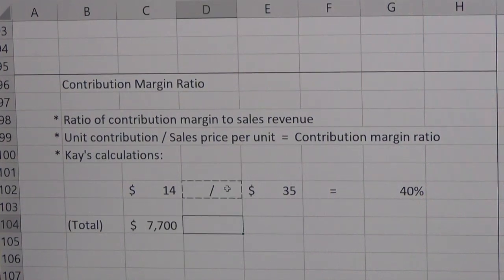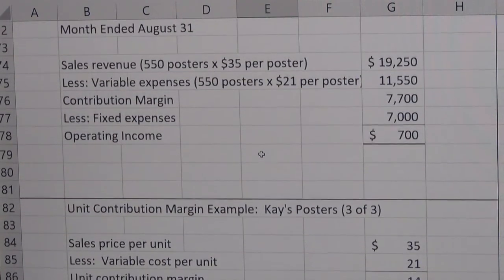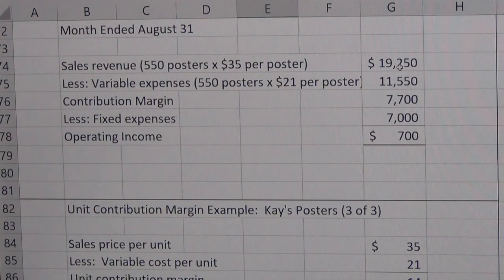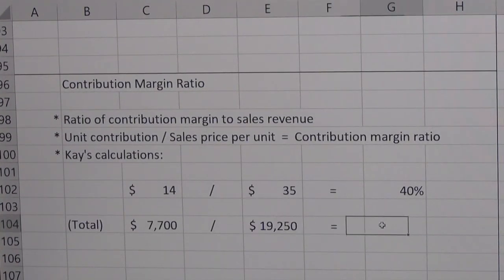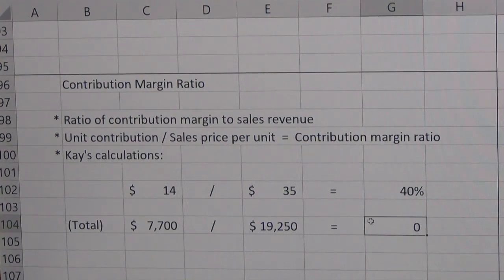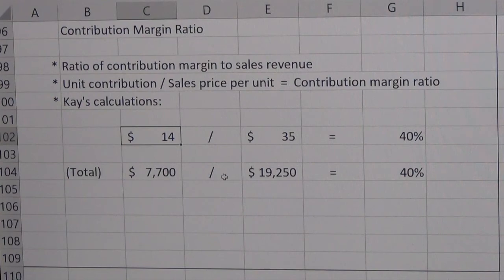So we'll put that here at $7,700. And then we're going to divide this by total sales. Sales revenue was 19,250. Well, let's see what that computes out to be. 7,700 divided by 19,250, and that'll give us 40%. So you can see it's going to give us the same contribution margin ratio if we do it per unit or in total. It'll be the same.